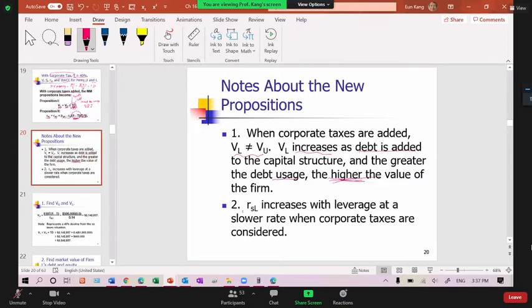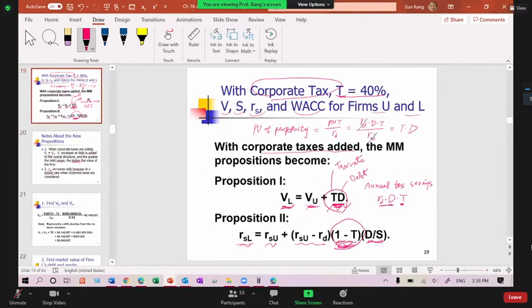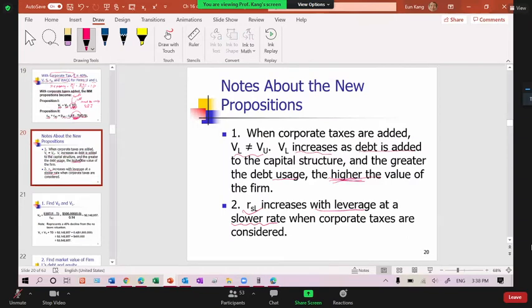So RSL increases with leverage at a slower rate when corporate taxes are considered. That is the 1 minus T there. If cost increases slowly, the value goes up slowly. Why? Because when cost goes down, value goes up. Cost of capital is in the denominator. If the denominator is smaller, the value is higher. So that's why VL is greater than VU.